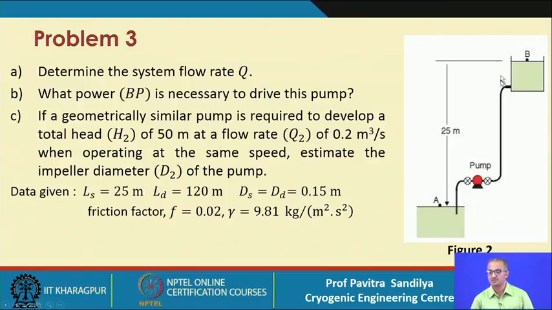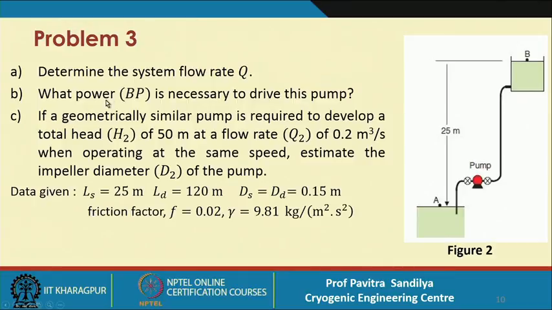Now, here is the particular system. We find that some liquid has to be pumped from this to this, and this is the pump here, and the difference between the levels is about 25 meter. So, we have to determine the system flow rate and the power necessary to drive this pump. And if a geometrically similar pump is required to develop some other head, that is from 25 meter we want to increase the head to 50 meter, and the flow rate is this particular value, then we have to estimate the impeller diameter of the pump.